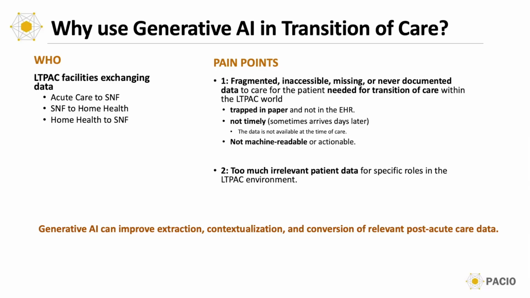And mostly that it's not machine readable or actionable, even though we're improving on interoperability today. A lot of the things that we're working on still reference blobs of text and attachments to it. Moreover, there's quite a bit of irrelevant patient data for certain roles in the LT-PAC environment. I think in cases where that data is trapped in paper, not necessarily machine readable, we find that as a pattern, generative AI is really beneficial in improving, at least augmenting extraction, some contextualization, and maybe even conversion of relevant post-acute care data. I'm going to give an example.